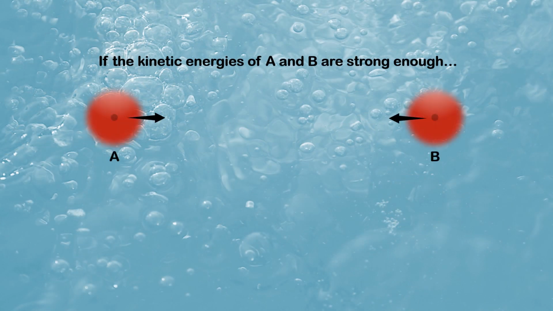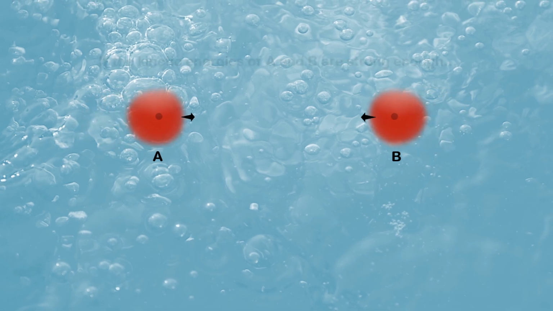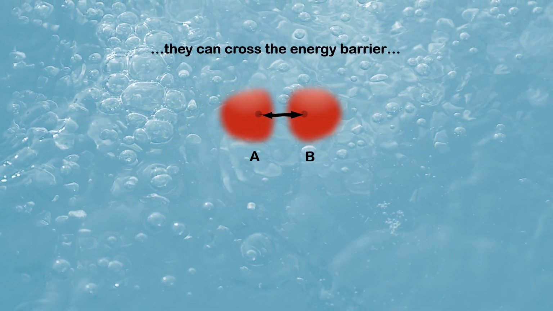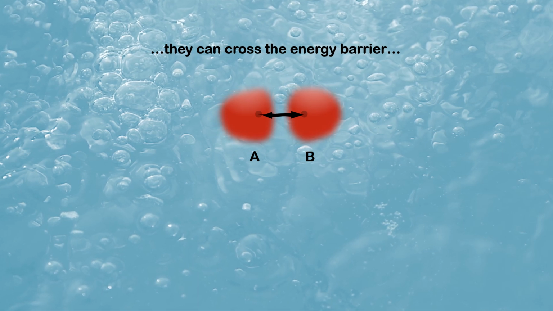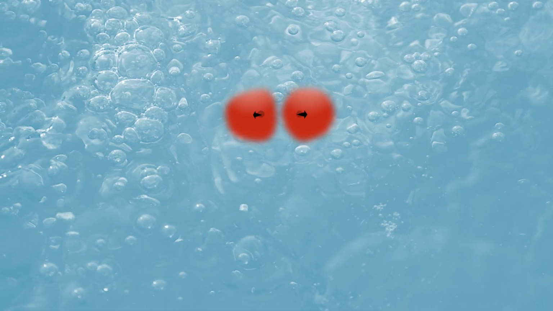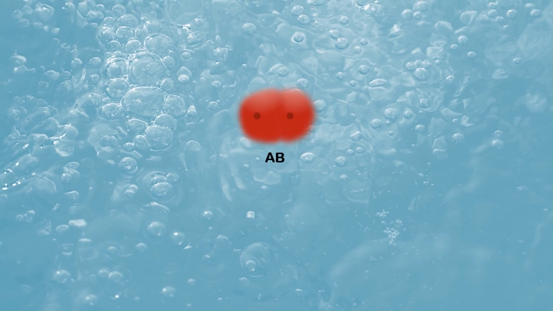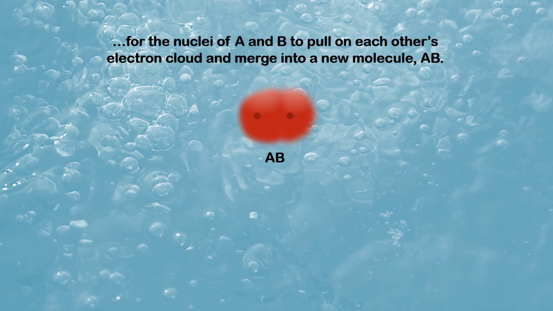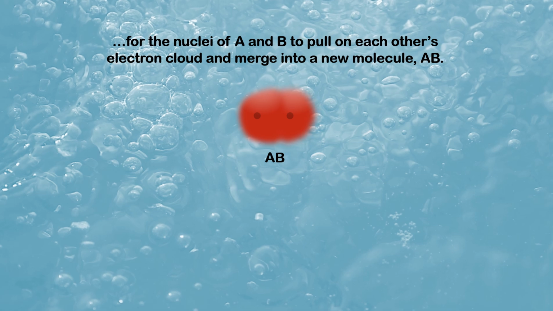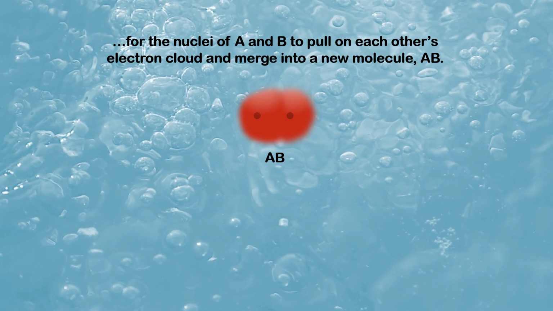But if the kinetic energies of A and B are strong enough, they can overcome the repulsive force, that is, cross the energy barrier, and press close enough together to allow the positive nuclei of A and B to pull on each other's negative electron cloud and merge into a new molecule, AB.